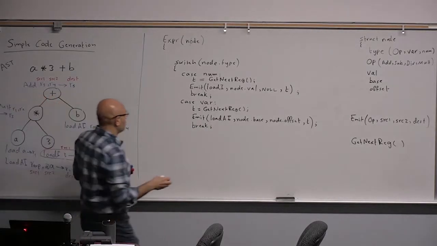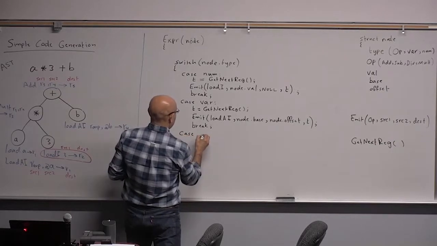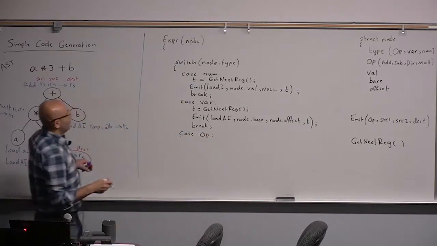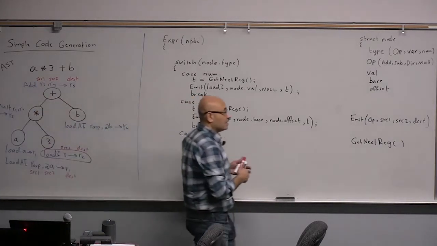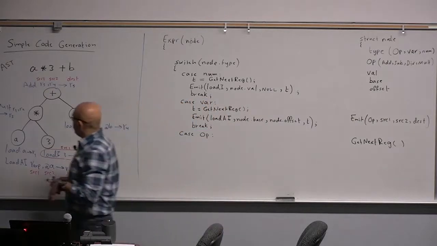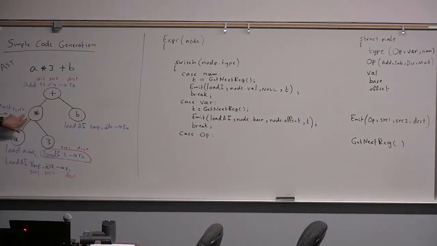Now what about the internal nodes, which are operations? Case operation. Now when the node is an operation, things are more, we need to do more than just issuing an instruction or generating an instruction. So now think about this. To generate code for this, what do we need to do? Look back at previous registers that were allocated and then put it into a new register. Okay, so we know how to get the next register number, but before we can calculate the multiply, we have to calculate everything that is below it.